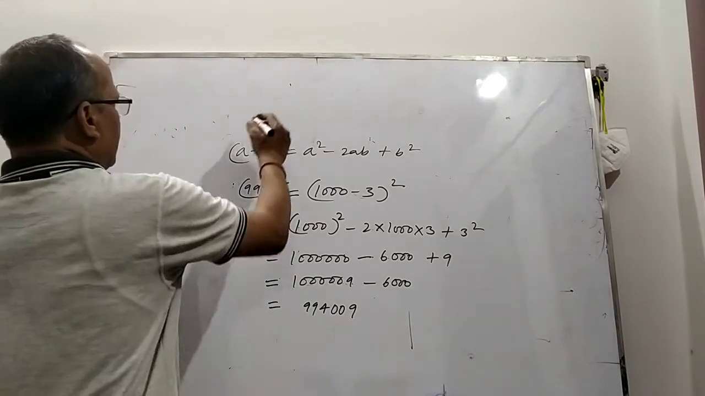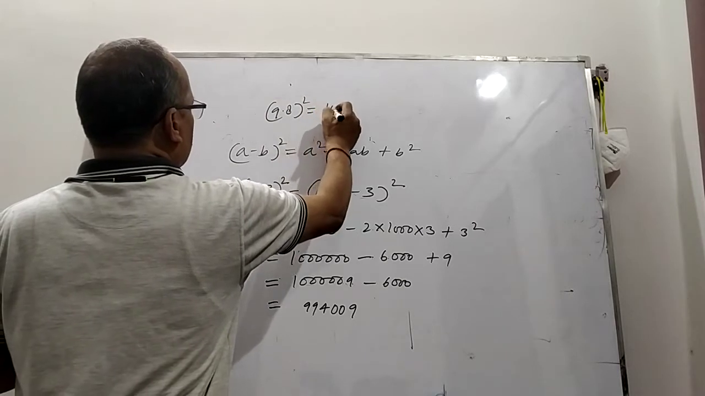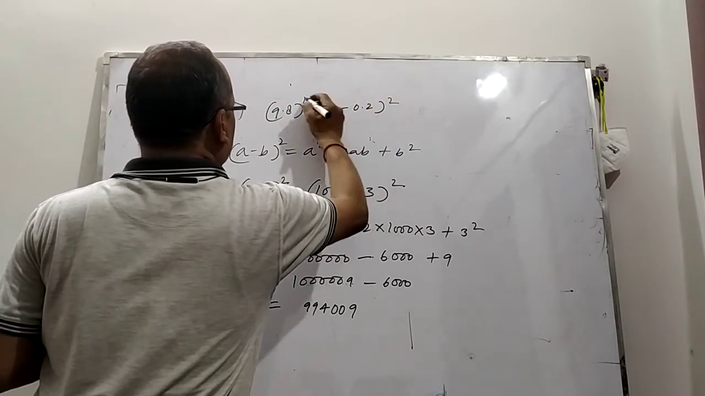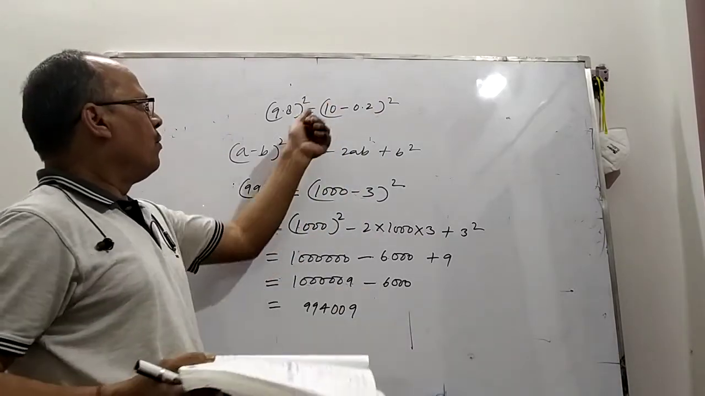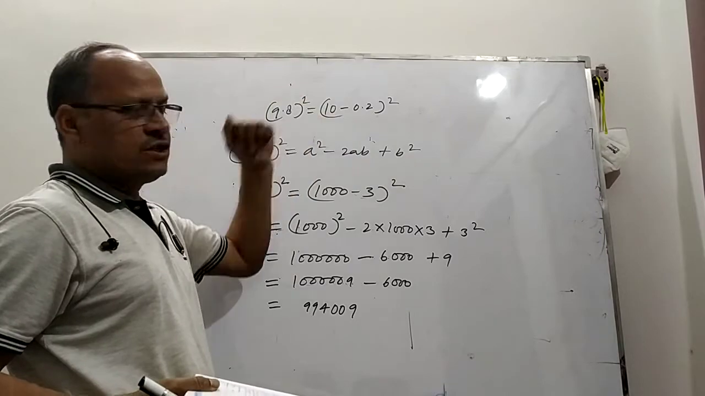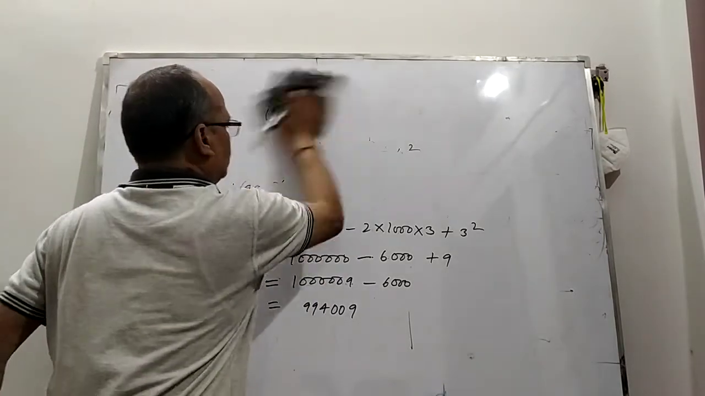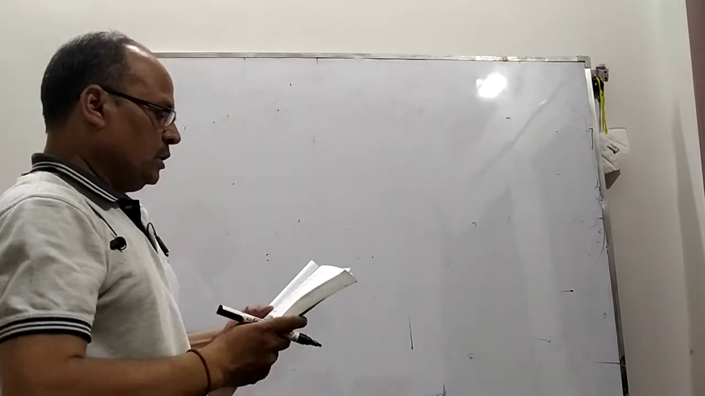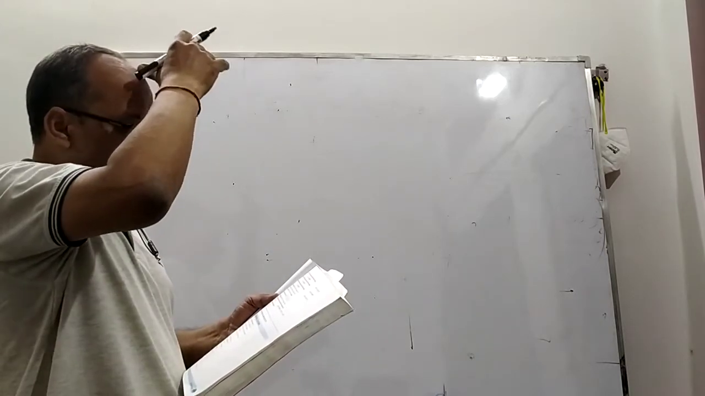Here 9.8 is given. How can you do this? (10 minus 0.2) whole square. Is it clear? Then use this formula and you will get this value. After that, question number 26, the hint is already given.